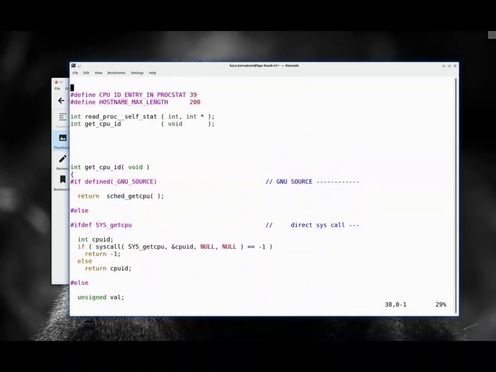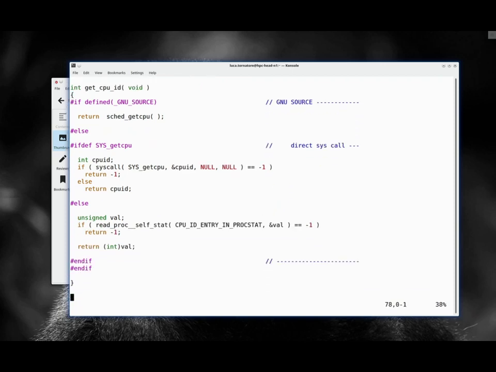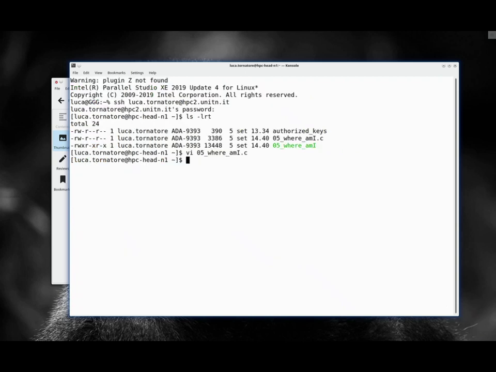Well, it's this one. There are some ifdefs just for you to play a bit. Now we are using this syscall, but actually you can read the /proc/self/stat, because all these techniques use the information that the kernel exposes. If you go here, /proc/self/stat.